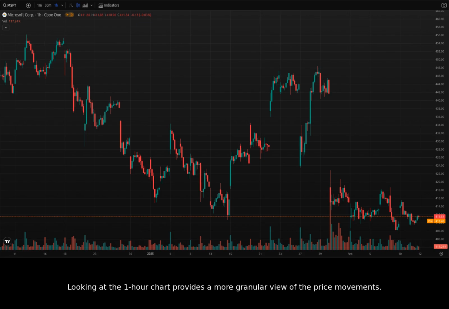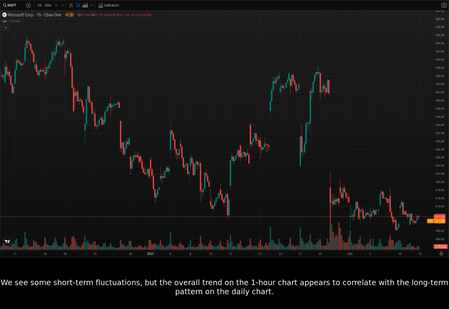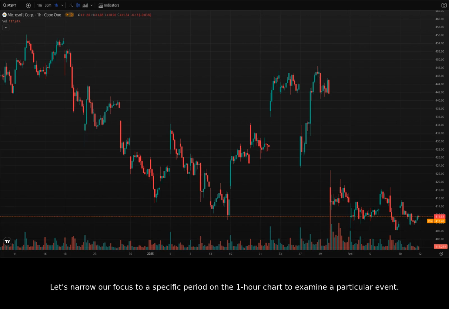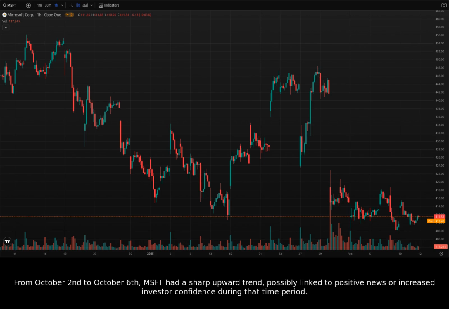Looking at the one-hour chart provides a more granular view of the price movements. We see some short-term fluctuations, but the overall trend on the one-hour chart appears to correlate with the long-term pattern on the daily chart. Let's narrow our focus to a specific period on the one-hour chart to examine a particular event. From October 2nd to October 6th, Microsoft had a sharp upward trend, possibly linked to positive news or increased investor confidence during that time period.